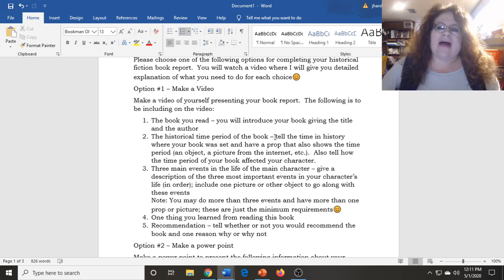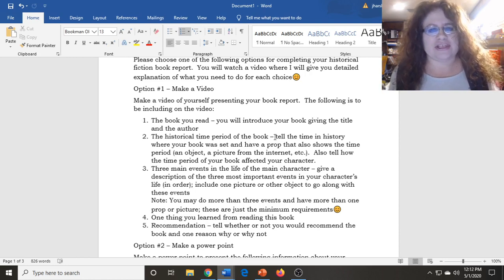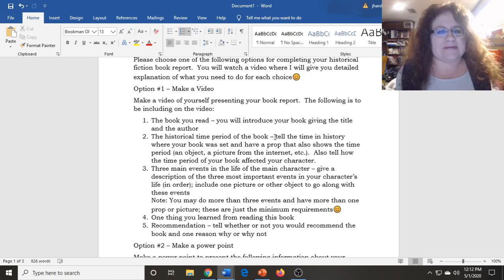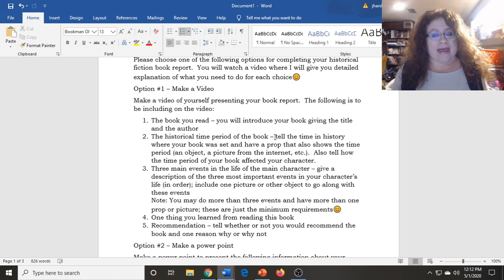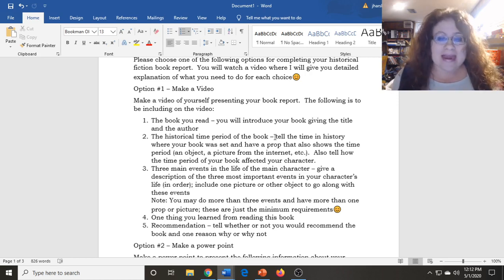As you hold up that picture, you will explain the historical period of your book and then tell how this time period affected your character. Of course, in Harriet Tubman, it affects her because she's born a slave. She has to escape slavery. She has to go back and free other slaves. She fights in the Civil War to end slavery. So the time period affects her entire life. It's how she lives her life because of the time that she was born. So you're going to explain that in your video.